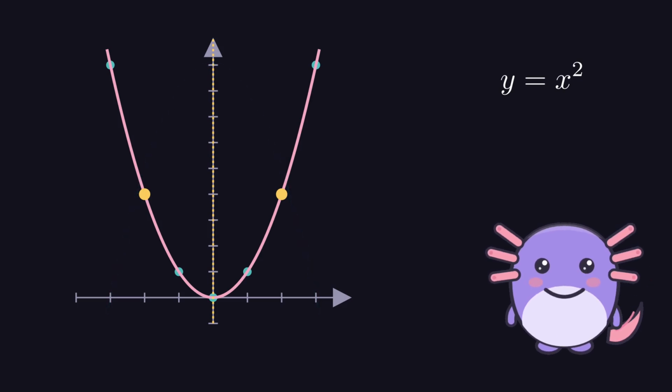Parabolas are nature's favorite curve. Throw a ball, and gravity bends its path into an upside-down parabola. Satellite dishes and telescope mirrors are parabolas too, the shape that focuses everything to one point.